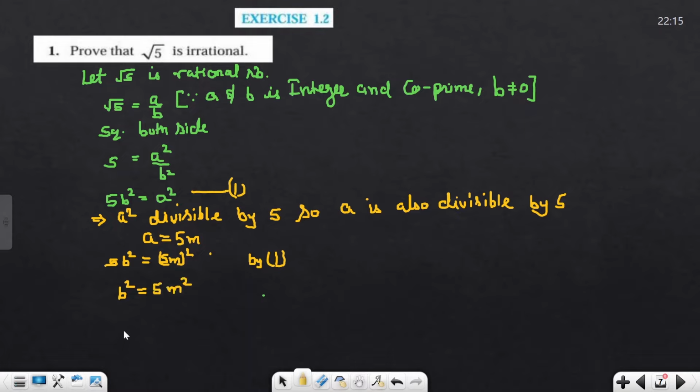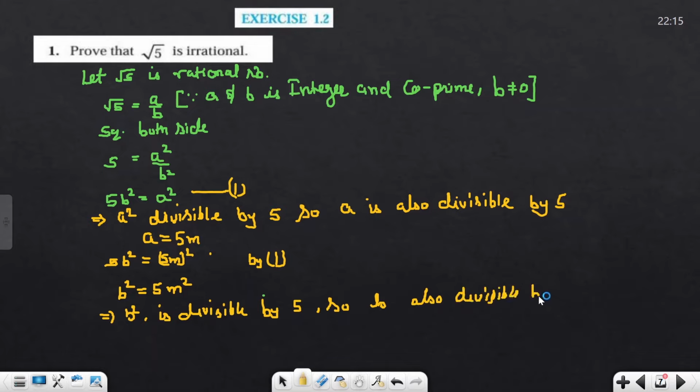So what we get? b square is equal to 5 m square. What does it mean? It means b square is divisible by 5. So b is also divisible by 5. If b is divisible by 5, it means b is also a multiple of 5. Now how many common factors do we have? One common factor is 5, but we assumed the opposite, a contradiction.